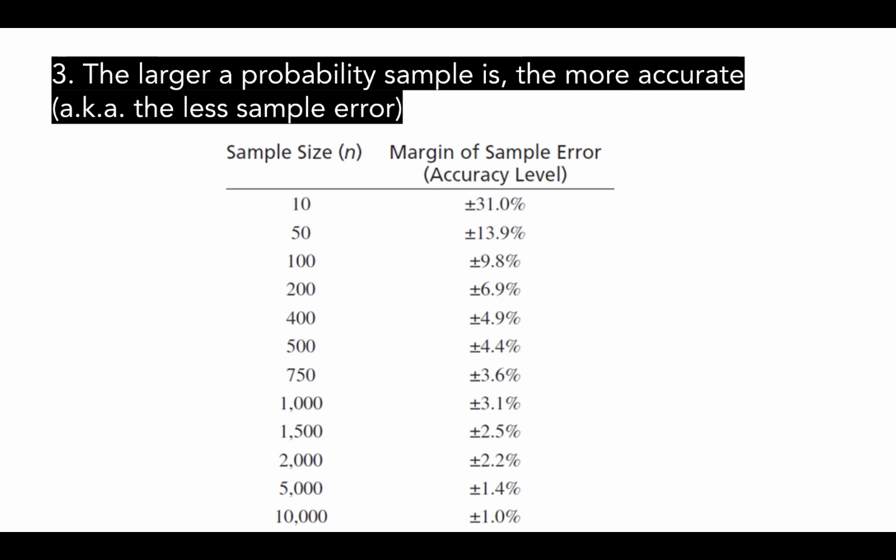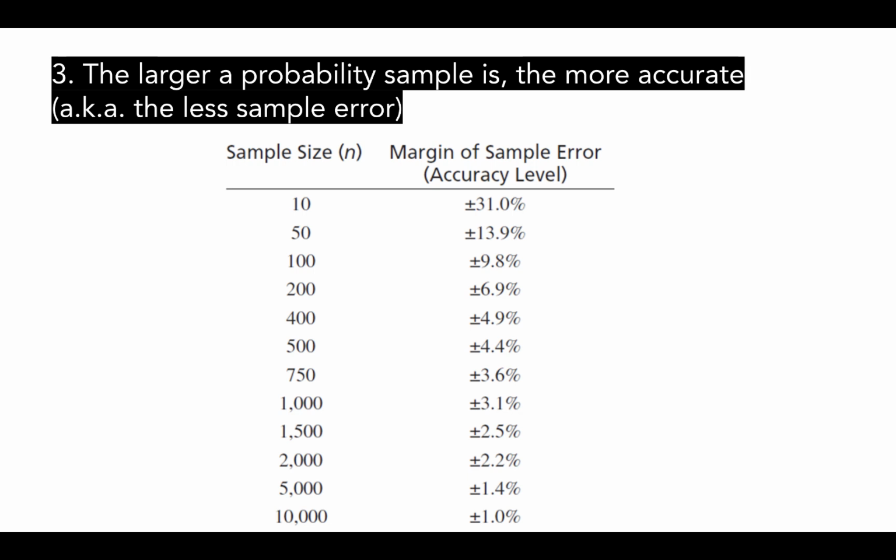You can also see that same idea reflected in this graph here, or this table. It shows you how on the left side, if sample size, or n, small n, goes up, how sample error goes down. And sample error is expressed as a percentage, the percentage of sample error. So how much of your result is basically sample error. This is the inverse of accuracy.